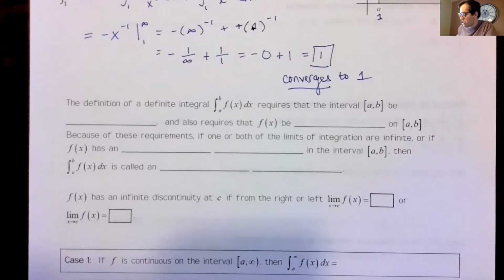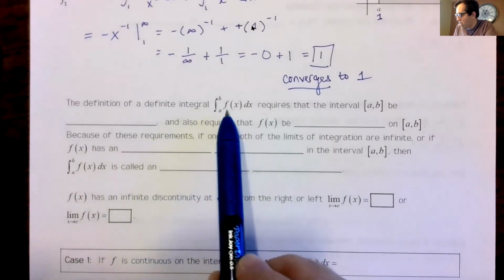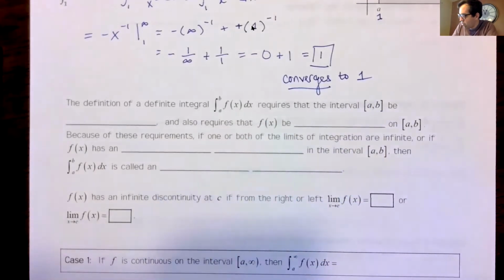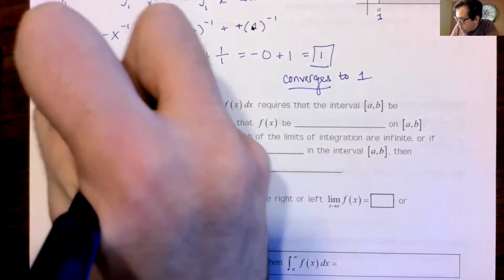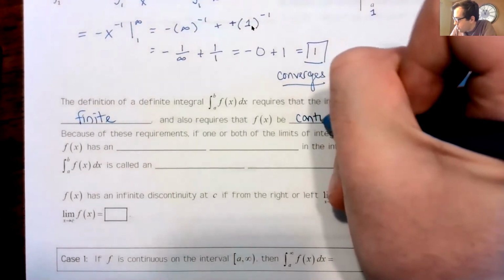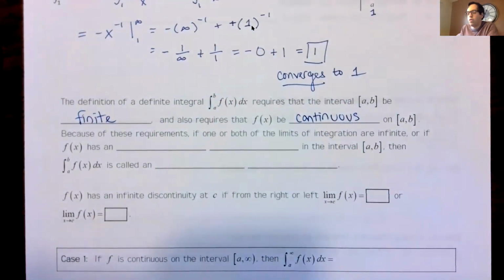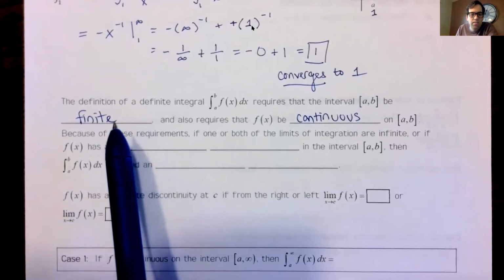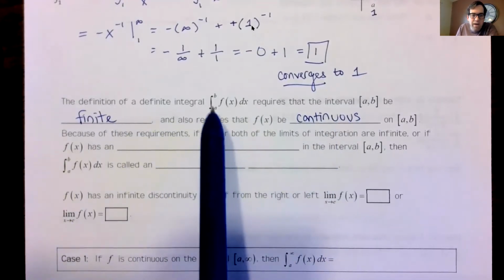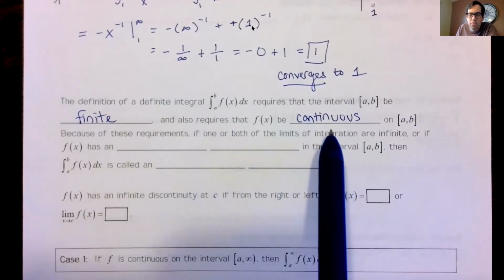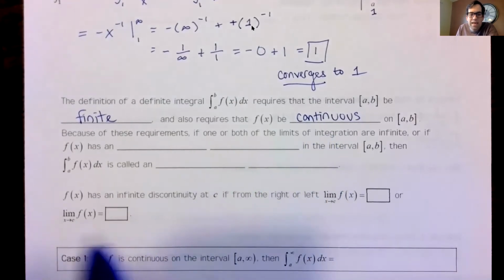All right, so the definition of a definite integral from a to b of f of x dx requires that the interval a to b inclusive be finite, and also requires that f of x be continuous on the interval from a to b, right? So that's just telling us the basics of original integrals that you learned in AB, right? The interval must be finite from a to b. You've never seen infinity as a bound before. And the curve must be continuous within the interval, or else you can't take the integral.